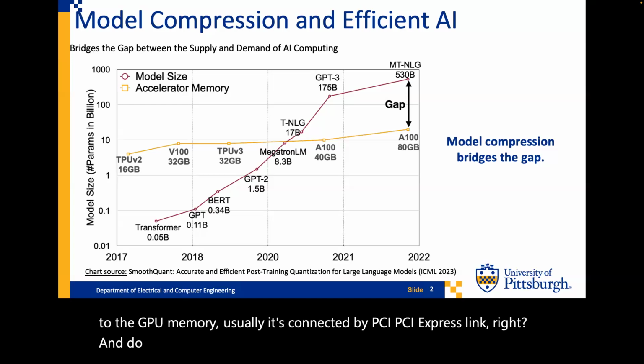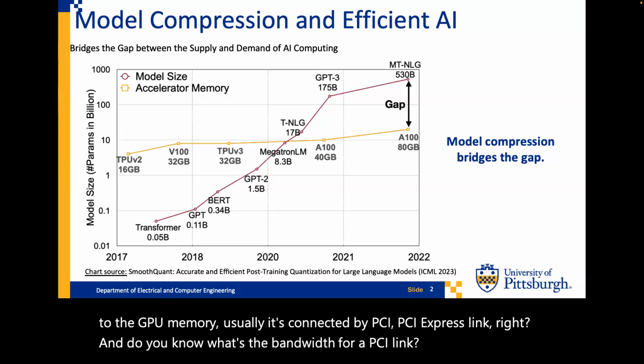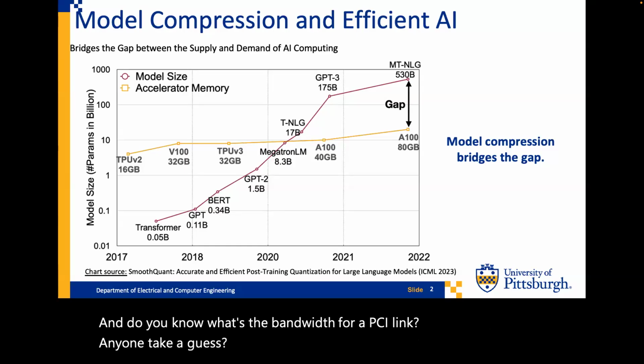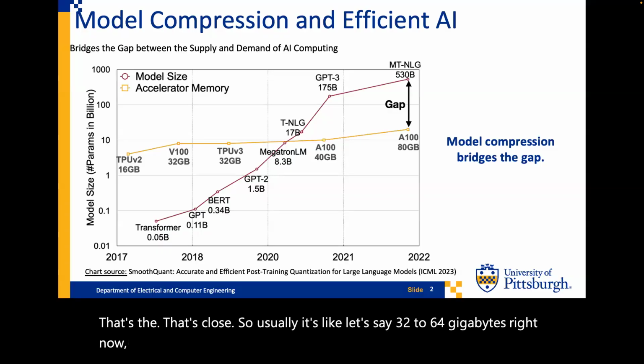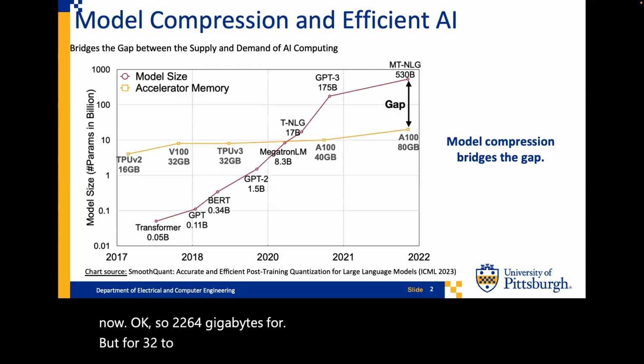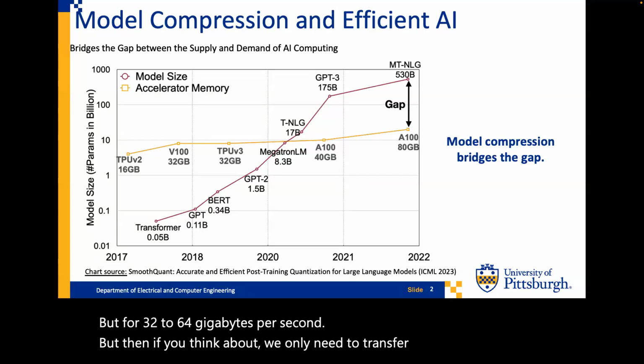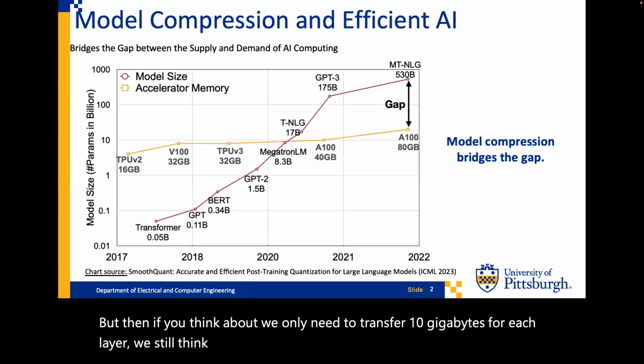Do you know what the bandwidth for a PCIe link is? Anyone take a guess? 20 gigabytes per second. That's close. Usually it's about 32 to 64 gigabytes per second right now. But if you think about it, we only need to transfer 10 gigabytes for each layer. We still think that's not such a big problem, right? So why is that not efficient?